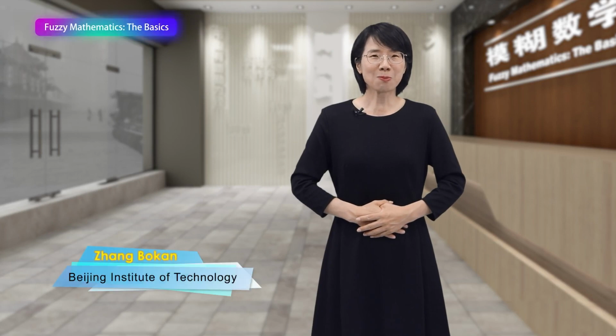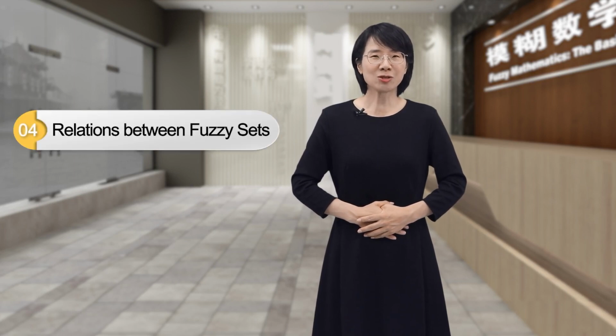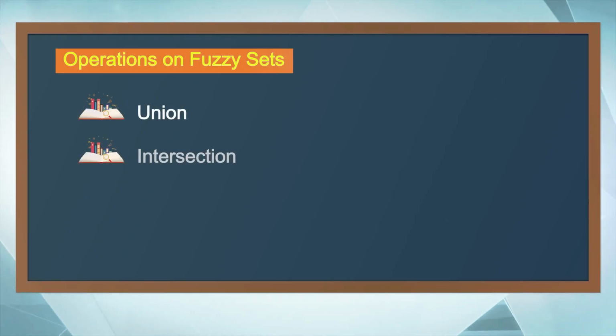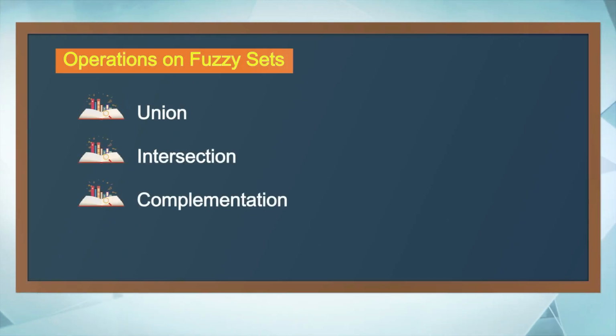Welcome to Fuzzy Mathematics, the Basics. In the previous lecture, we talked about the relations between fuzzy sets. In this lecture, we are going to talk about three types of operations on fuzzy sets: the union, the intersection, and the complementation. First, let's recall these operations on crisp sets.